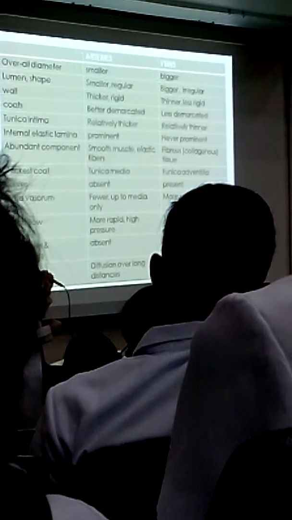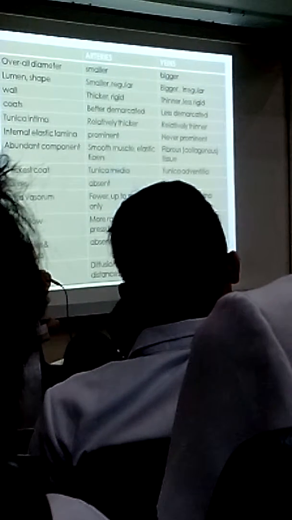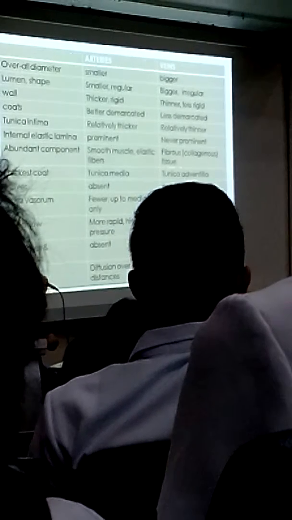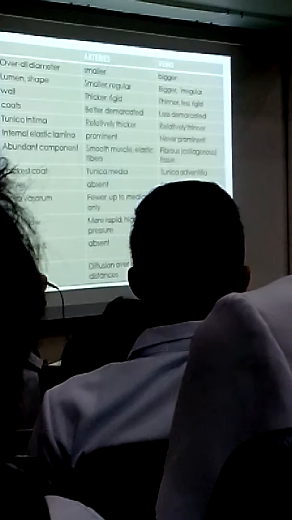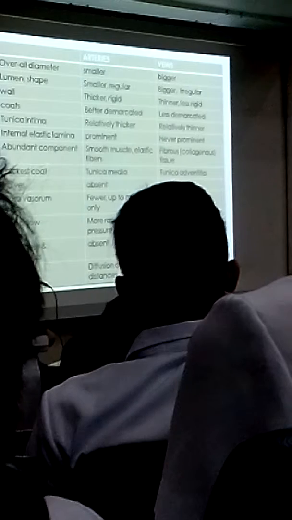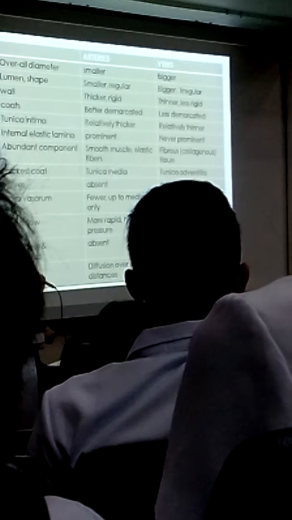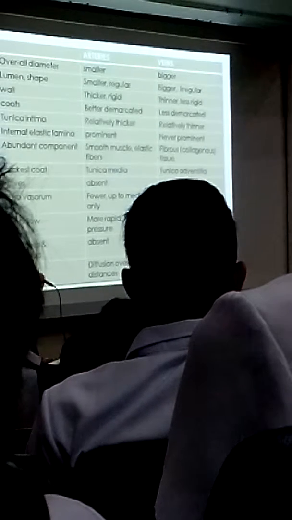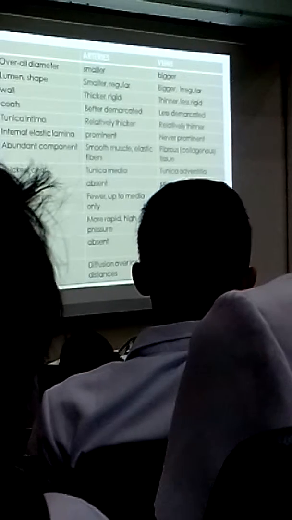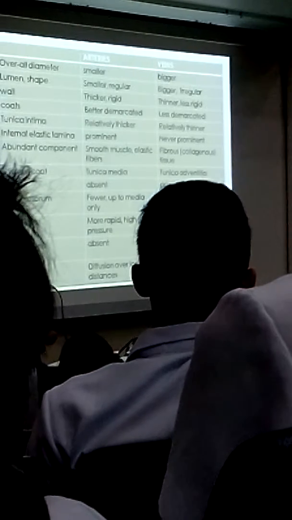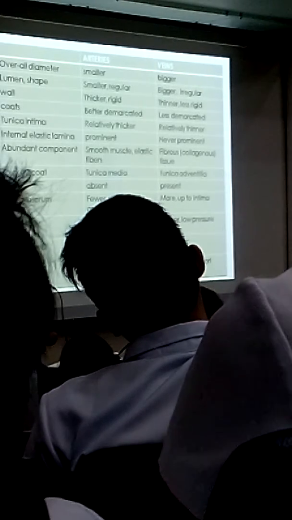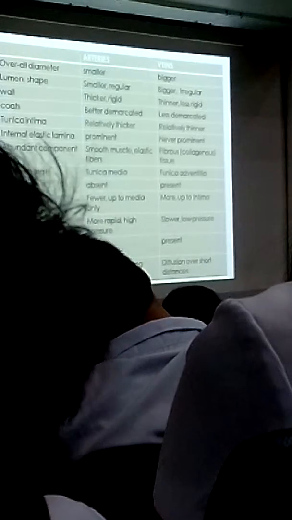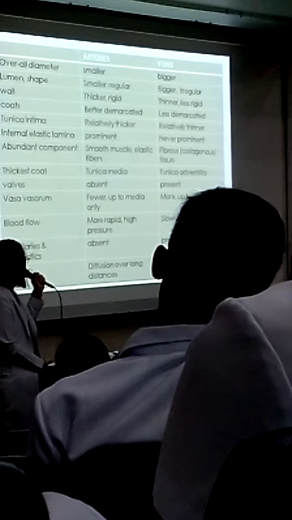artery. And for the abundant component, your arteries are mostly composed of smooth muscle and elastic fibers. For your veins, it is commonly made up of fibrous or collagenous tissue. For the thickest coat, it is the tunica media in the arteries and adventitia in the veins. For the valves, there are no valves in your arteries and they are present in your veins. Vasa vasorum, I emphasized this earlier, is found basically in your adventitia but reaches the media only. But in veins, it can extend up to your tunica intima.